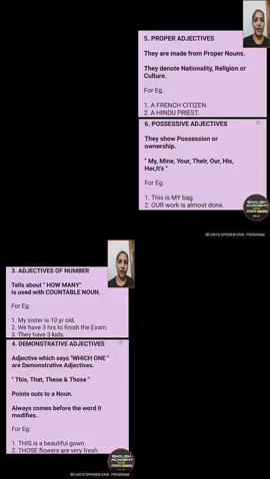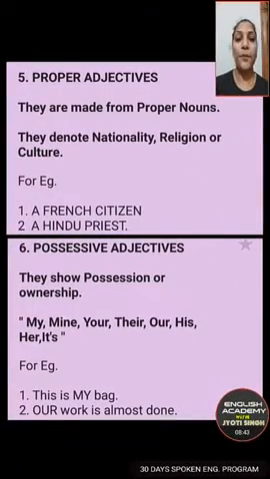Let's move towards the fifth one. Proper adjective. Proper adjectives are made from proper nouns. They denote nationality, religion or culture. And a very important thing, they always start with a capital letter. Let's understand this with an example.